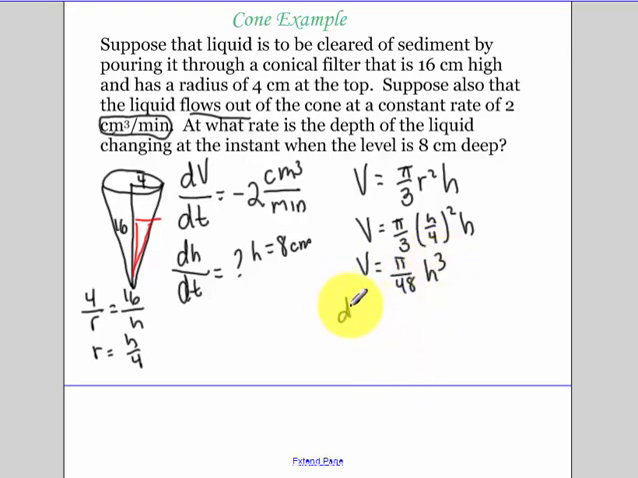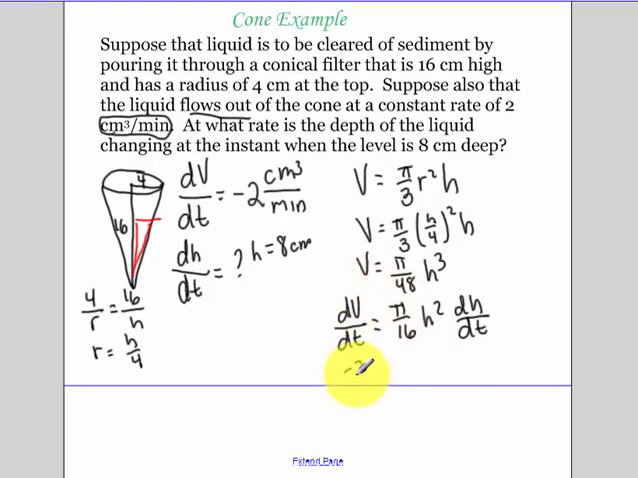Now I take my derivative. Once I've taken the derivative, I can talk about what's happening at the instant. My derivative is pi over 16 h squared. I did some simplifying. Oh, I almost forgot my ADHDT. Don't forget, it's implicit differentiation when you're doing these. Now plug in what we know.